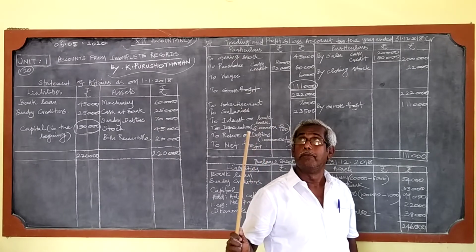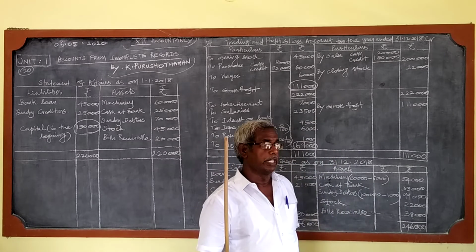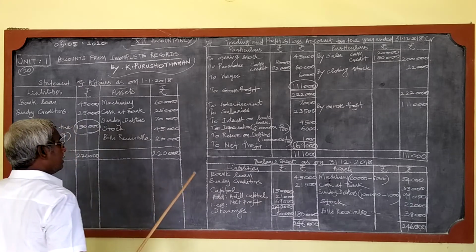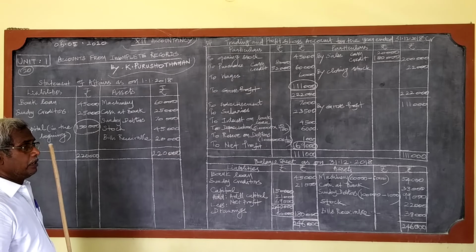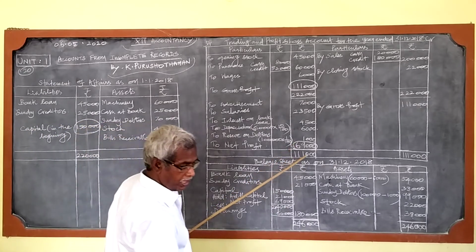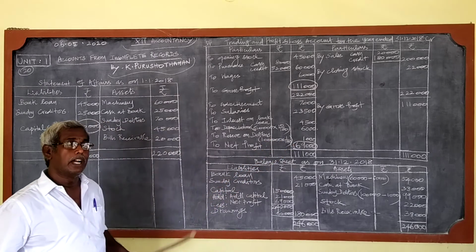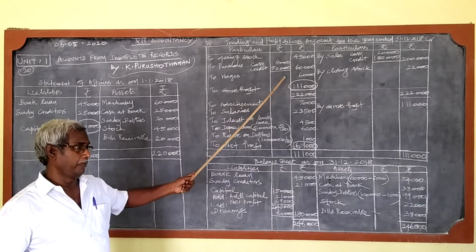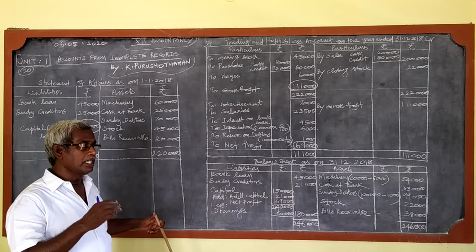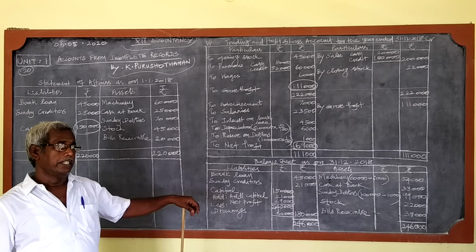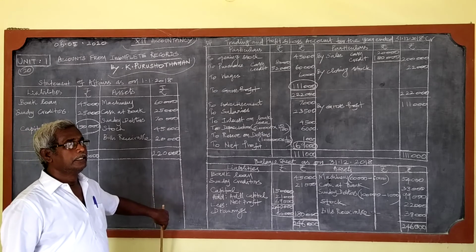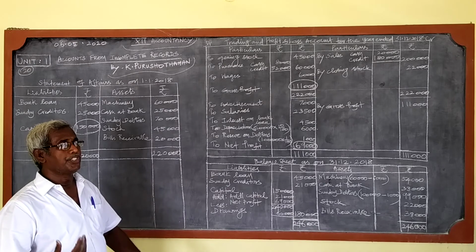Once again, I repeat the same. This problem is the last one under the chapter. Here, we are supposed to prepare the trading, profit and loss account and the balance sheet. As it is in the incomplete records method, we cannot go straight away to the trading account, profit and loss account and the balance sheet. In this case, there are some more items to be done. What are they? Total debtors account, total creditors account, and the statement of affairs.